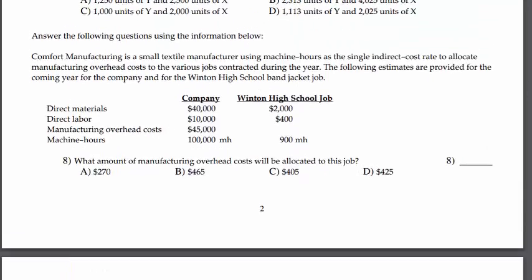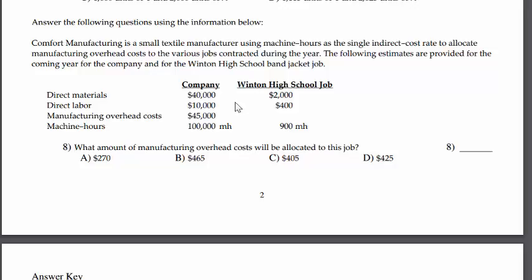This question is about chapter 4. We have learned chapter 4, and we're going to use some of the concepts to solve question 8. This company manufactures something, using machine hours as a single indirect cost rate to allocate manufacturing overhead costs to the various jobs contracted during the year, and the following estimates are provided for the coming year for the company and for the high school band jacket job.